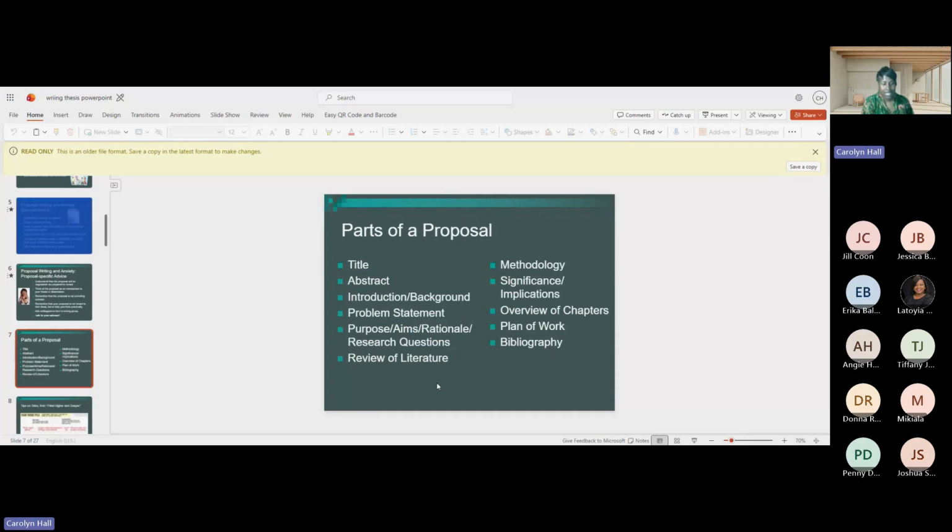Okay. Next is my plan of work. The next part of my proposal is my plan of work. My plan of work should be my timeline, in how I plan on getting this done. I want to make sure that I give myself time for data collection and also time for my revision cycles. Who knows what a revision cycle is?